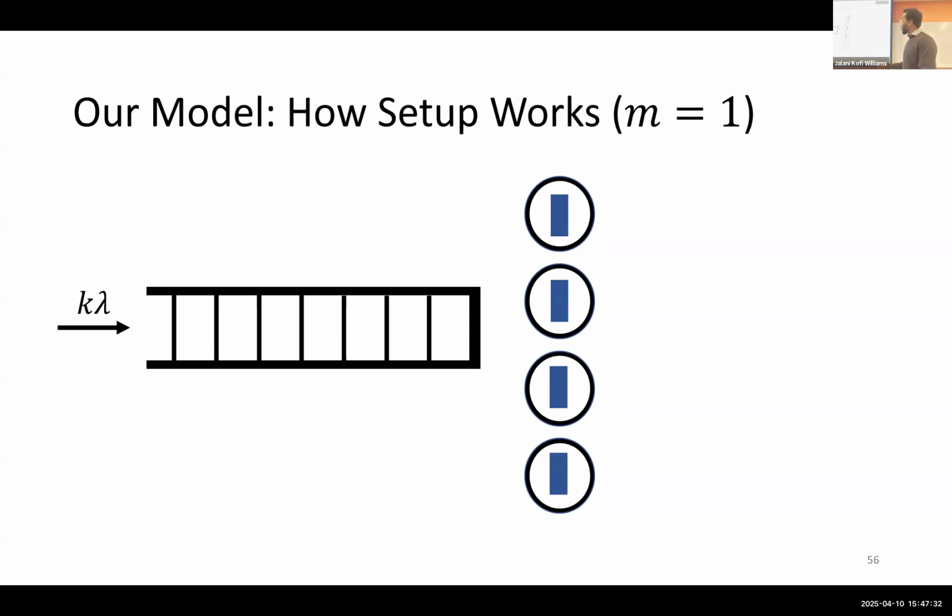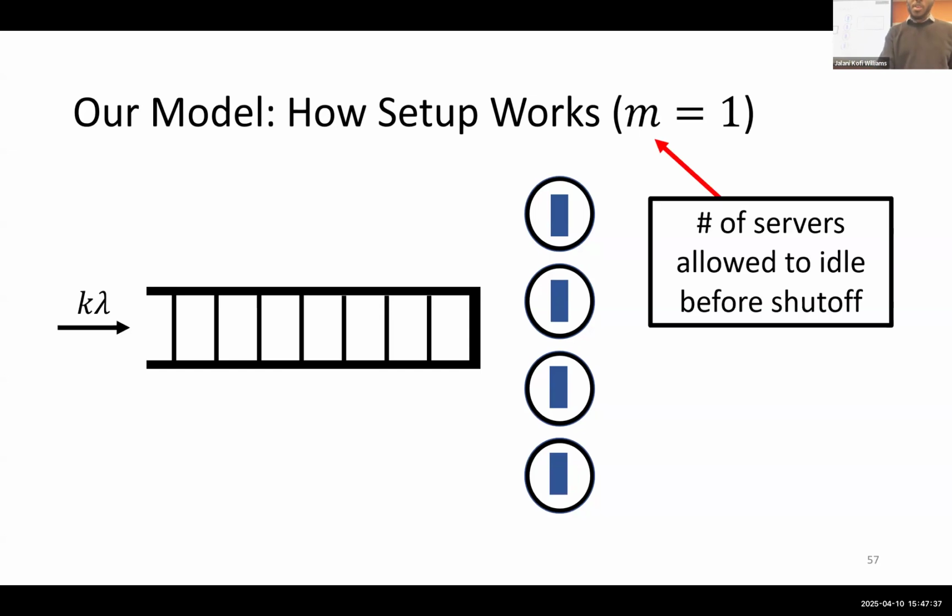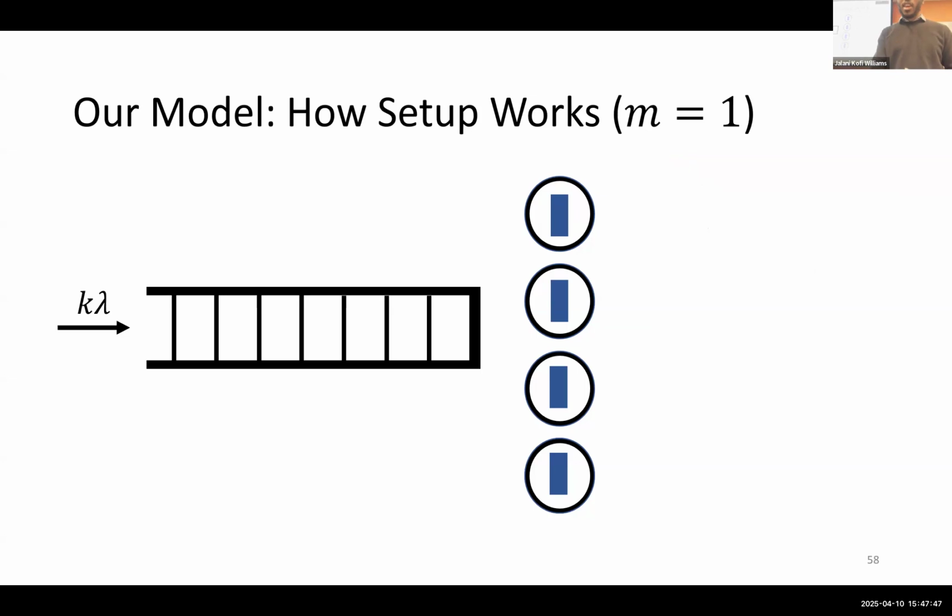And we're going to do that by introducing a parameter m. Okay. And that m quantity is going to be the number of servers that are allowed to idle before we shut off a server. So, for example, in this case, if this job departs, then this server that's sitting idle at the bottom is going to stay on, right?